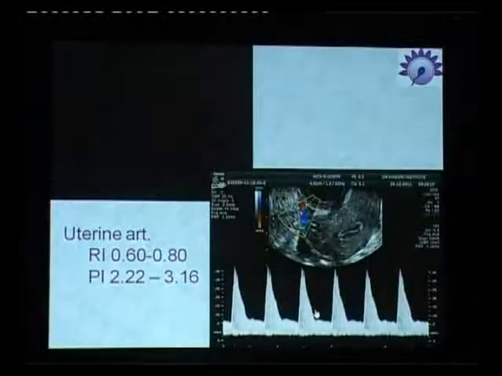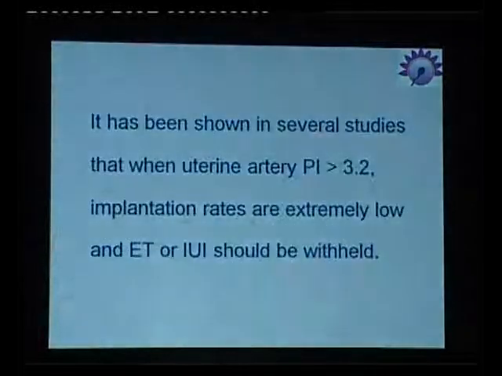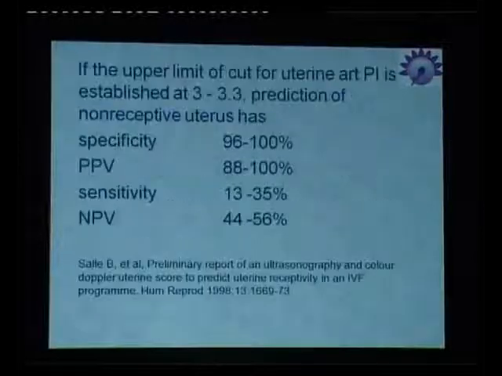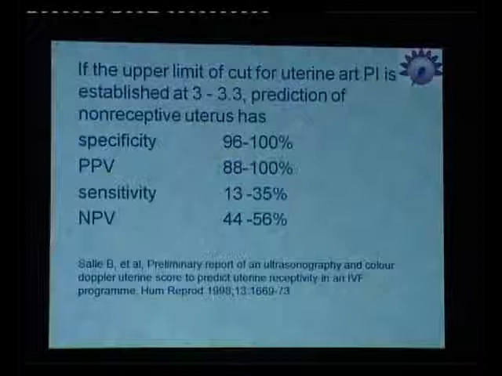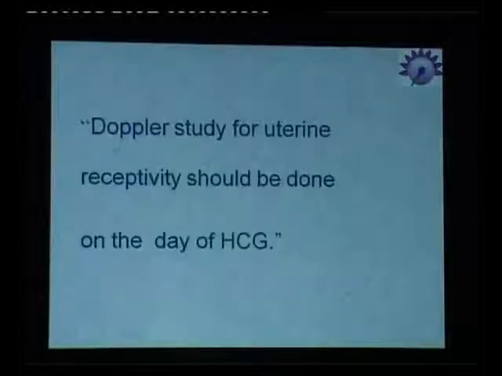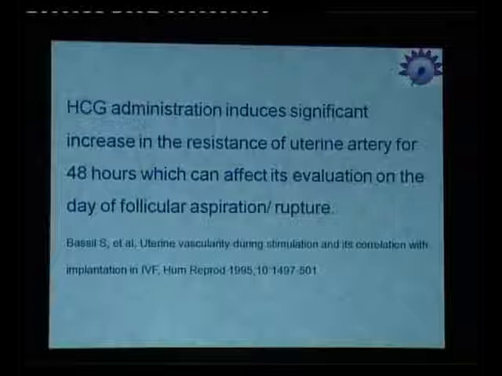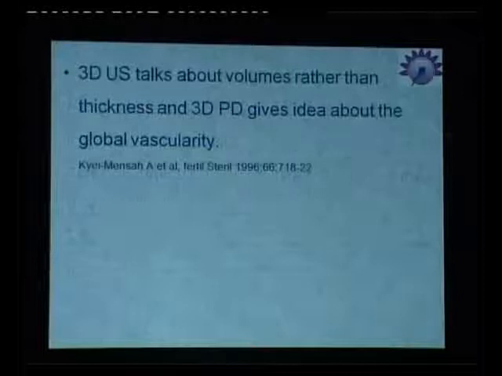It's also important to measure the flows in the uterine arteries, and the uterine artery PI must be less than 3.2 to have a good endometrial receptivity. And there have been several studies. If the uterine artery PI is more than 3.2, the chances of implantation failure are extremely, extremely high. But remember, the studies must be done before you give HCG, because the moment you give HCG, there's going to be an LH surge, and with that, there's an increase in the uterine artery resistance, and it remains so for the next 48 hours, and therefore your endometrial assessment and the uterine artery assessment will both be different.